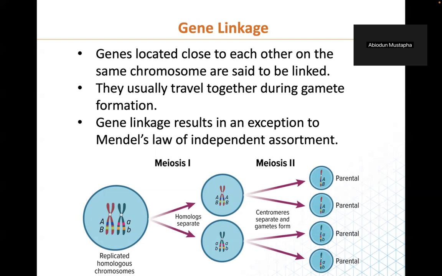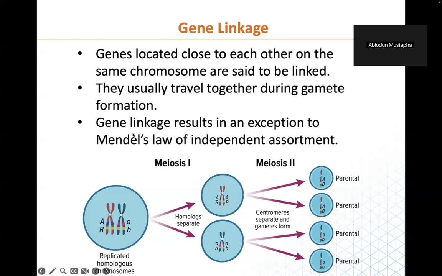Genes located close to each other on the same chromosome are said to be linked. For example, gene A and B, uppercase, are linked. Gene a and b, lowercase, are also linked. So they usually travel together during gamete formation.